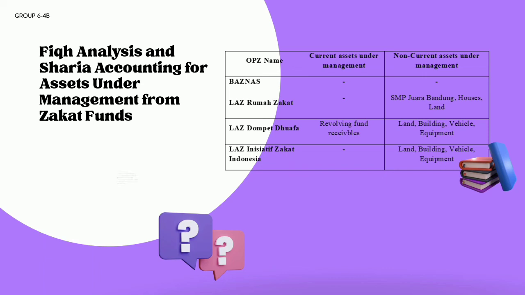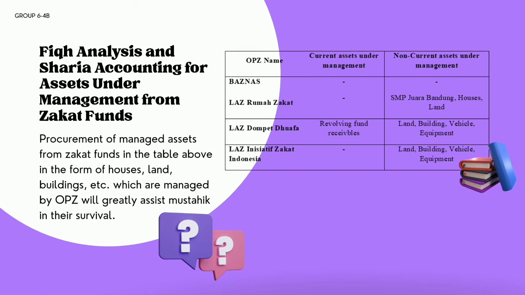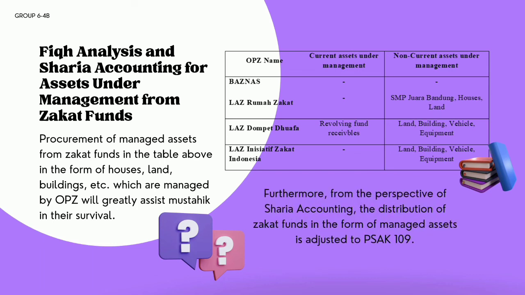Procurement of managed assets from zakat funds in the table above, in the form of houses, land, buildings, etc., which are managed by OPZ, will greatly assist mustahik in their survival. Furthermore, from the perspective of Sharia accounting, the distribution of zakat funds in the form of managed assets is adjusted to PSAK number 109. In the distribution of zakat, it is stated that zakat funds may be distributed in the form of acquisition of fixed assets or assets under management, for example a hospital, school, ambulance, and other public facilities.